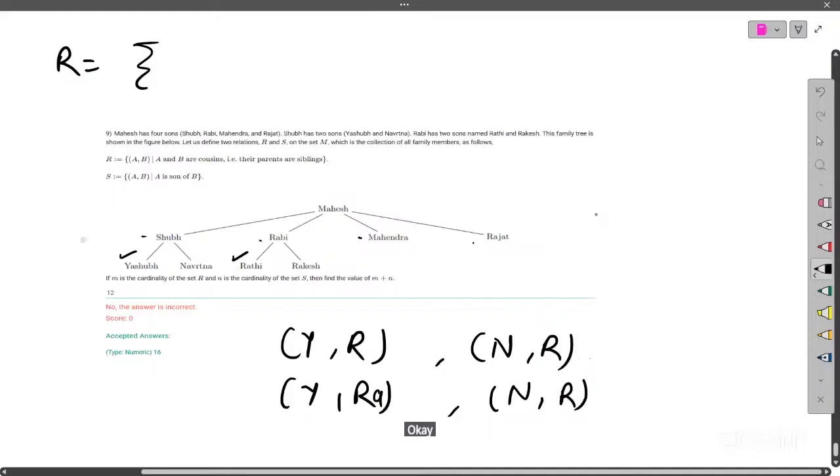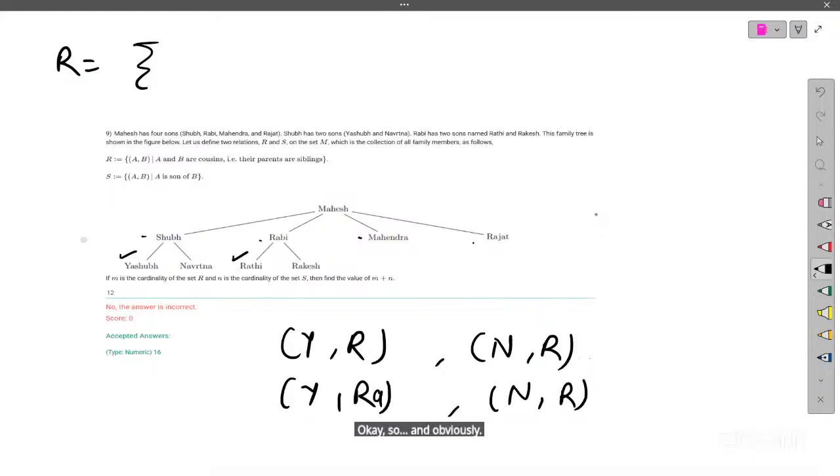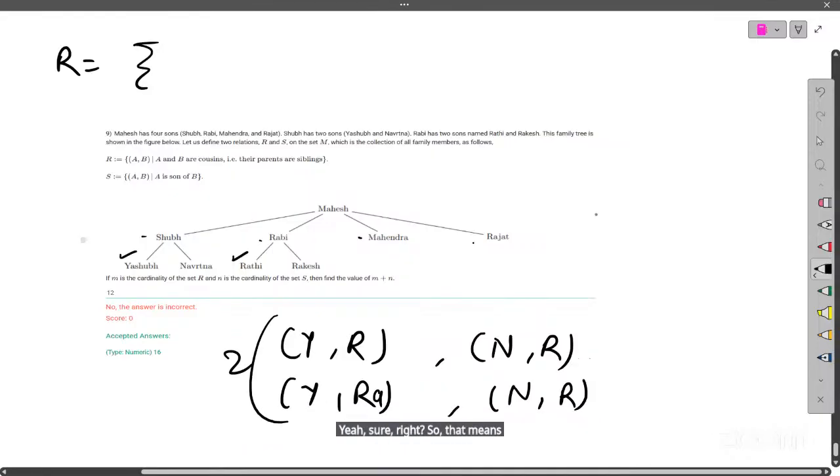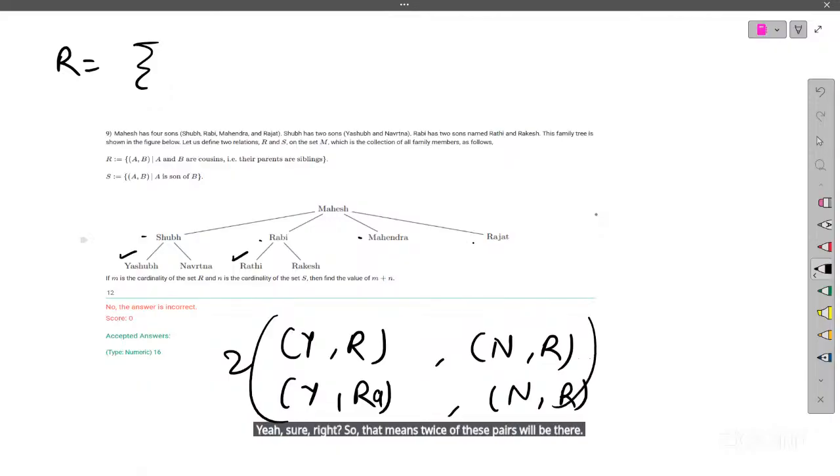And obviously the symmetric pairs will also be there. If Yashub is a cousin of Rathi, then Rathi is also a cousin of Yashub. So twice these pairs will be there. What is the cardinality of R? It is twice 4, that is 8. Is that okay?